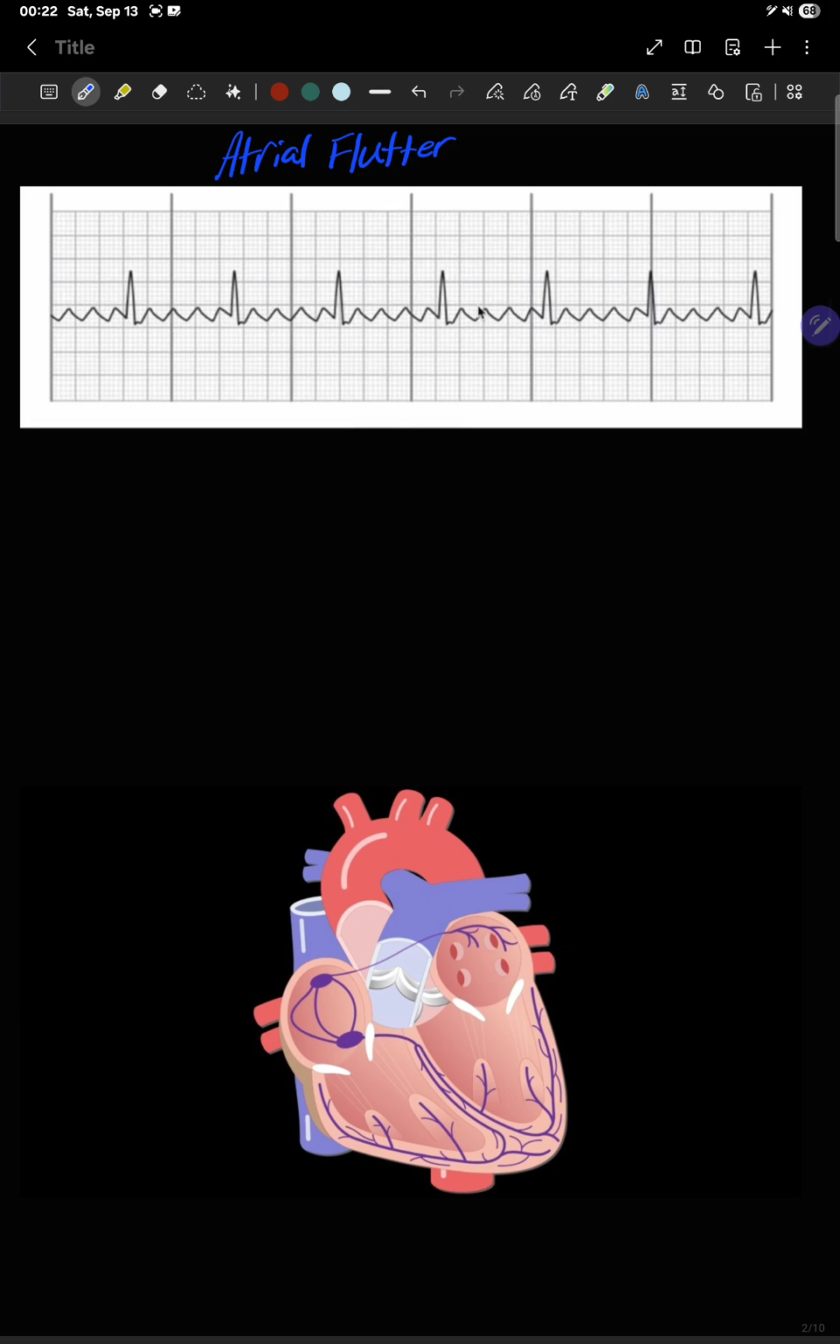A flutter is when you have your automaticity cells, like I showed in the earlier video, where if the SA node failed, you had these little cells and they would take over on their own beat. And if it needed help, they would do 60 to 80. Okay?